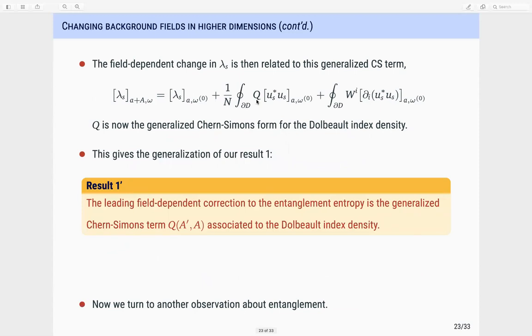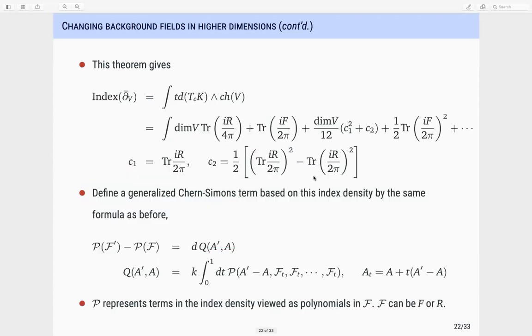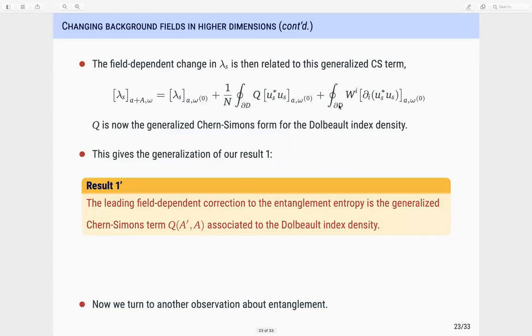And that Chern-Simons form is the generalized Chern-Simons form associated to the Dolbeault index, because that's what gives me the lowest level Landau wave functions. So once I have that, and these are the second series of terms that I showed you, I'm not going to go into details of that, but basically our claim is that the Dolbeault index density gives you a generalized Chern-Simons form. Therefore I can restate my result one in a more general framework: the leading field-dependent correction to the entropy is the generalized Chern-Simons form associated to the Dolbeault index density. Okay, so that's a firm conclusion I can make.